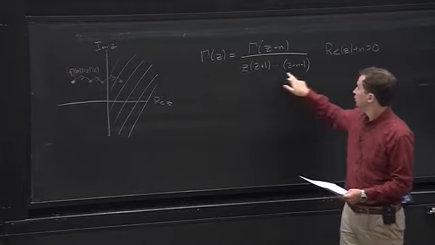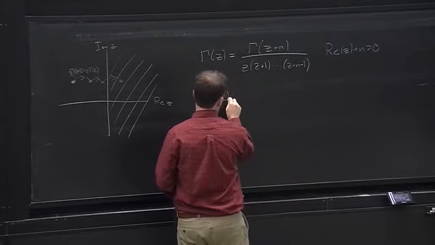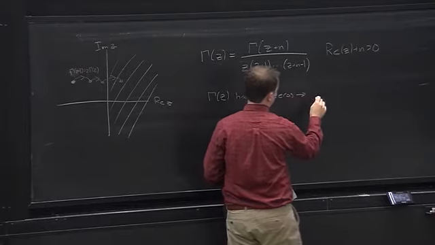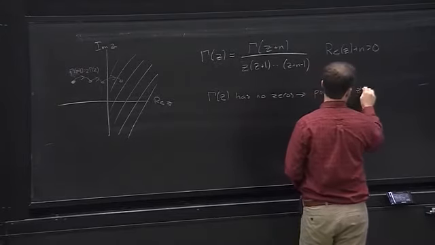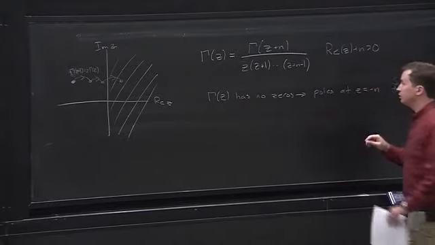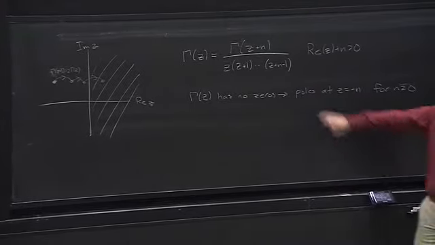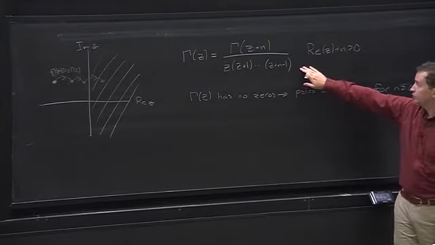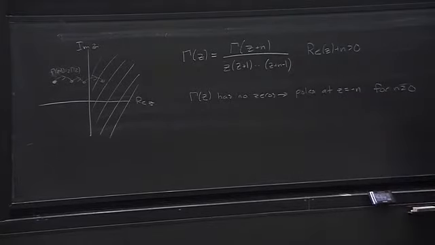So gamma has no zeros. Poles at z equals minus n for n greater than or equal to 0 from this equation. And the last thing I want to do with the gamma function is to figure out what the residues are. We'll need that this afternoon.